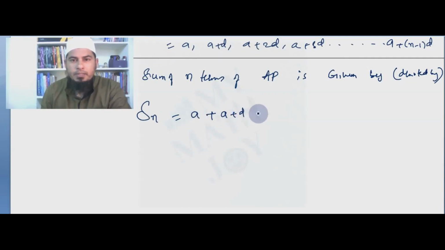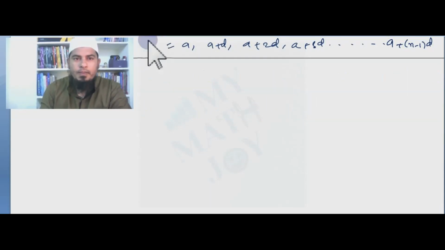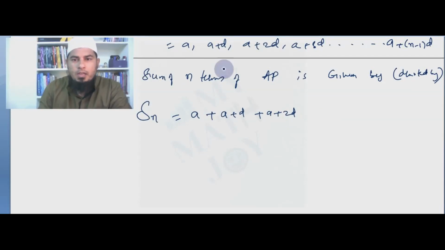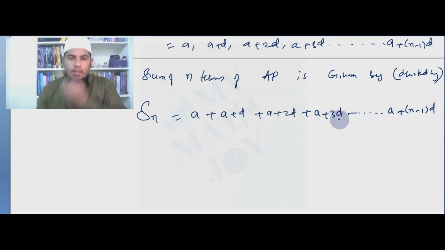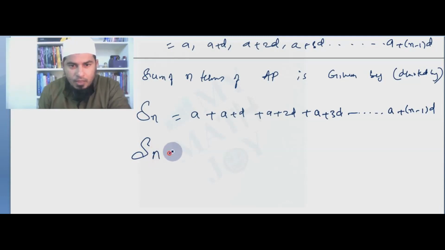This is a plus d plus a plus 2d, and I don't want the commas, I want all the pluses. A plus 2d, after that it will become a plus 3d, and so on, you'll get a plus n minus 1 into d. In order to get the exact derivation, what we do here is write this Sn once again, but we write whatever we are having in the reverse order.